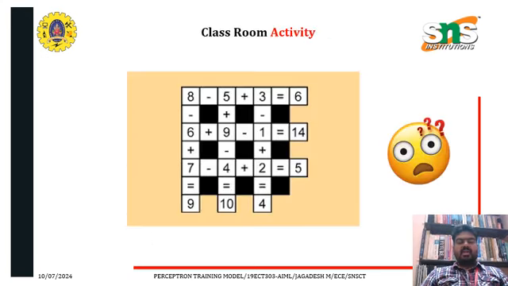So let's have the classroom activity. Find out the value of the black boxes; some hidden logic is there. Discuss with your group members and find out the answer.